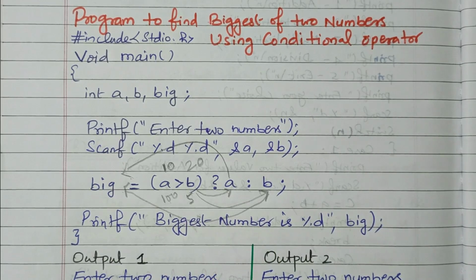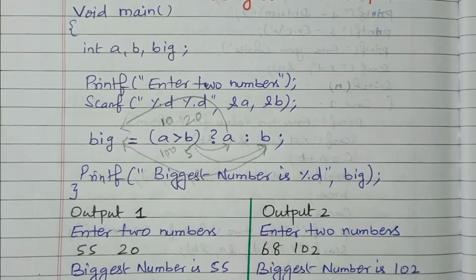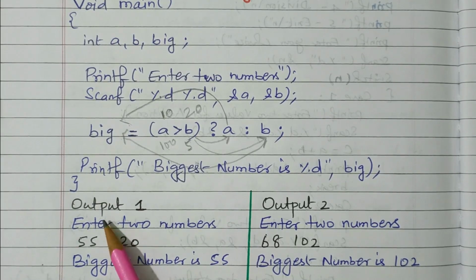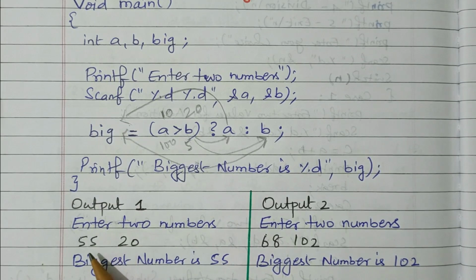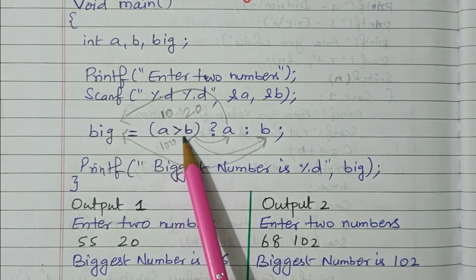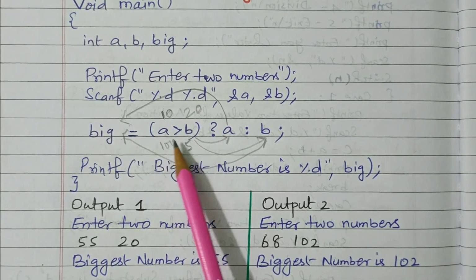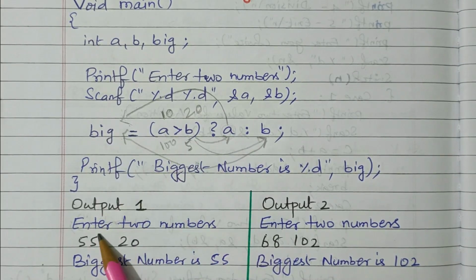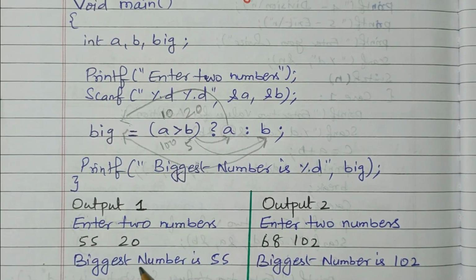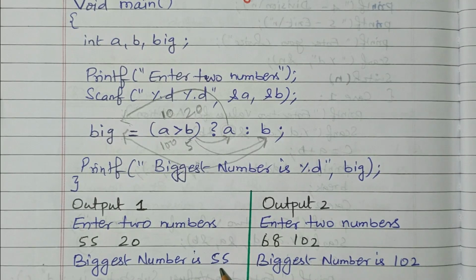We will see two possible outputs, output 1 and output 2. In output 1, we ask the user to enter two numbers. He enters 55 and 20. We check whether A is greater than B. It is true, and true means the first expression, so A will be stored in big. A means 55, so the biggest number is 55.